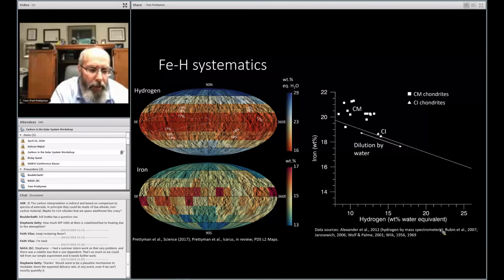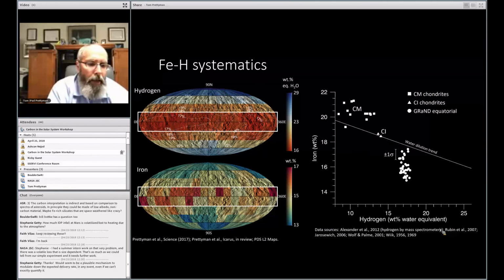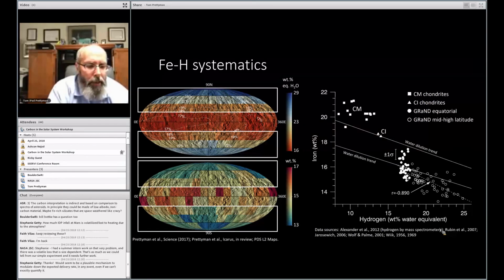And what I'm going to do next is compare the concentrations of iron and hydrogen in Ceres' equatorial surface, where we think water ice is not present, at least not at the depth sensed by GRAND, and see where Ceres falls relative to the CI chondrites. And if I do this, you can see that Ceres has more hydrogen and less iron than the CI chondrites. I can further plot the high latitude points on Ceres, and I find that the iron-hydrogen trend follows a water dilution trend, although shifted from the CI trend.